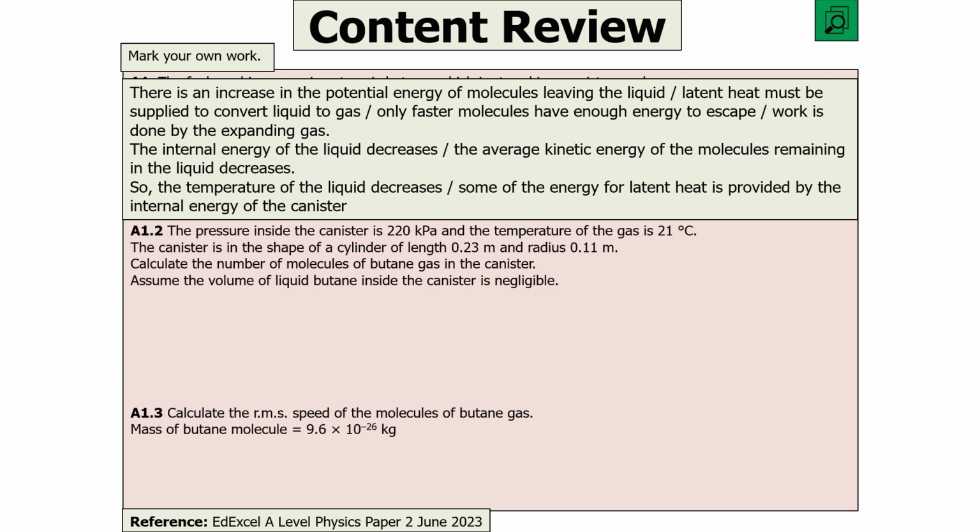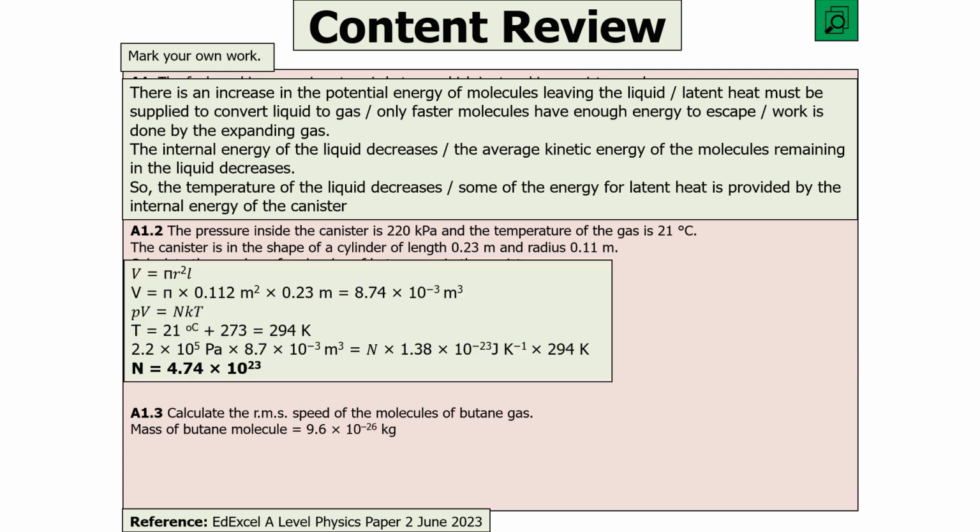In the next question, we know that PV equals NkT, and we need to work out N, the number of particles. But how do we work out V? Well, V is the volume of a cylinder, so it's pi r squared times the height, L. You pop in all the values, and we get our volume to be 8.74 times 10 to the minus 3. We then use PV equals NkT. T is in Kelvin, so it's 294 Kelvin. Work it all through, and N is 4.74 times 10 to the 23 molecules.